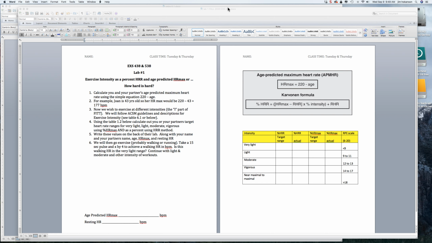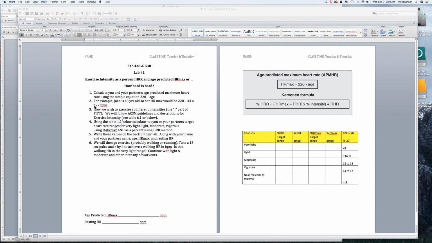Even though the ACSM book has different equations to determine or estimate an age predicted maximum heart rate, we are still going to use the simple equation of 220 minus age. It's maybe not the best equation for all age groups, and maybe not the perfect equation, but it's so easy to remember, and it's one that is commonly used. If you look at bullet points number 1 and 2, here's Joan, she's 43, so it's simply 220 minus 43, so her age predicted maximum heart rate would be 177.